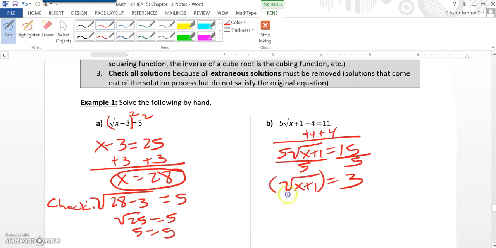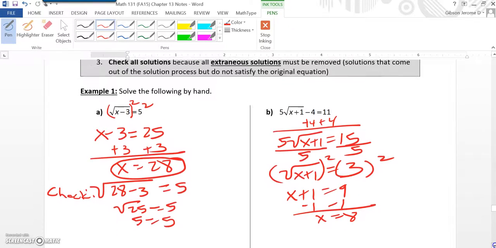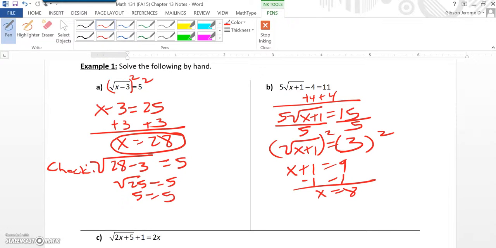Now we would square both sides. And we would have x plus 1 is equal to 9. Subtract 1 on both sides, and x is equal to 8. Now we need to check that. So what we would do here, we will put in 8 for x. So we have 5 times the square root of 8 plus 1, minus 4 equals 11.